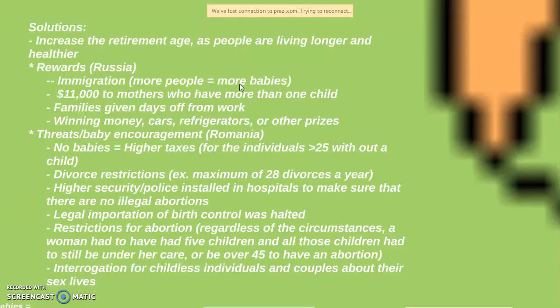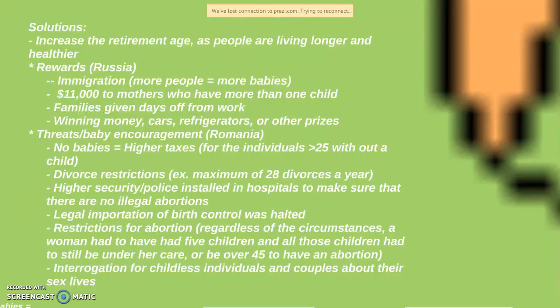Divorce restrictions were made. In 1967, there was only a maximum of 28 divorces that year. That's pretty crazy, because in 1966 they went from 12,000 divorces to this 28. Higher security or police were installed in hospitals to make sure there were no illegal abortions. Legal importation of birth control was also halted.